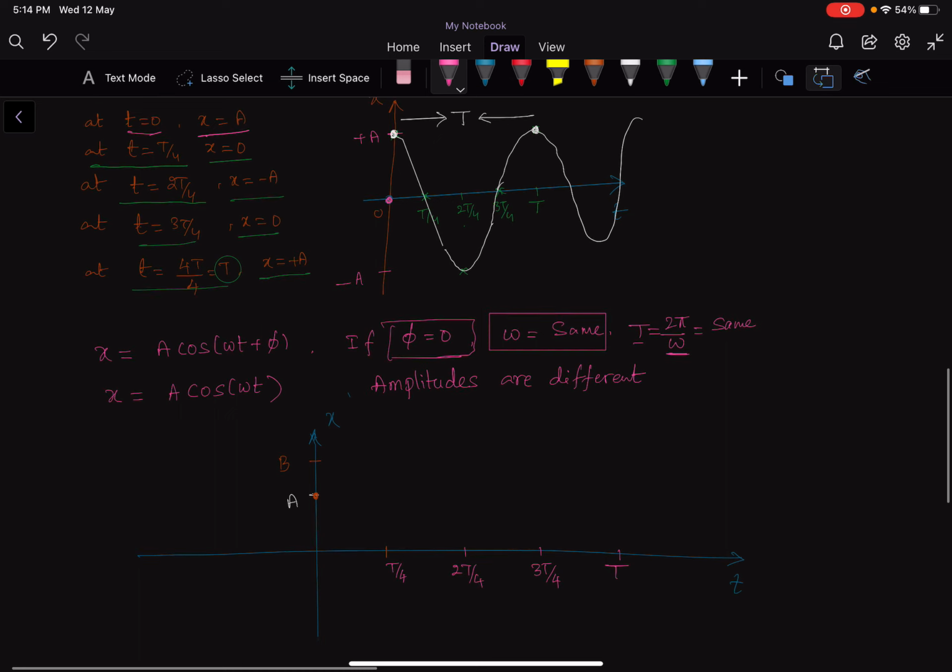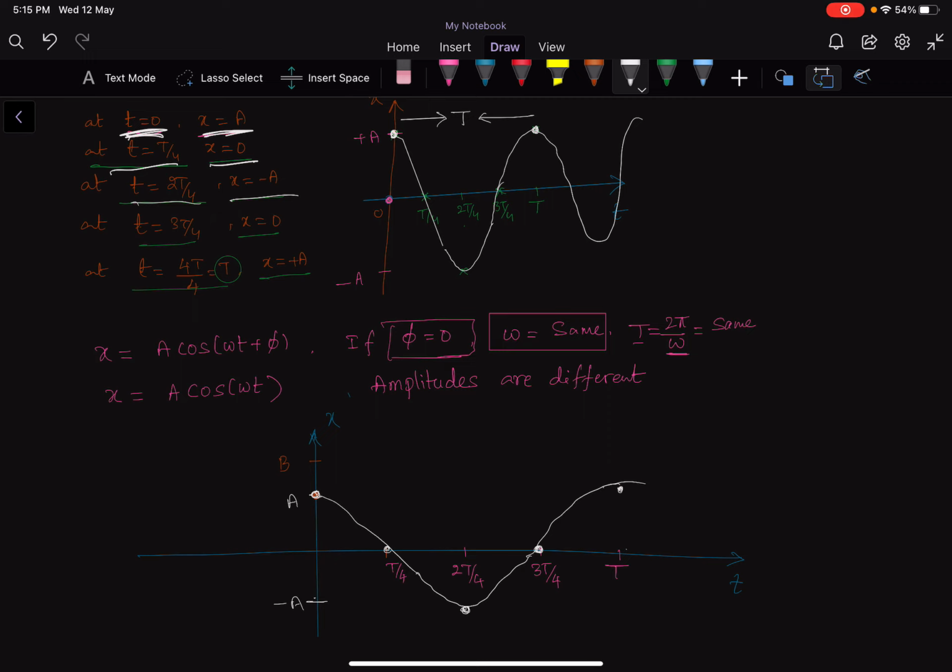At t equal to 0, x equal to A. At t equal to T by 4, x equal to 0. At t equal to 2T by 4, x equal to minus A. At 3T by 4, x is 0. At 4T by 4, it is plus A again. So, by combining all these points, we will get a shape like this.